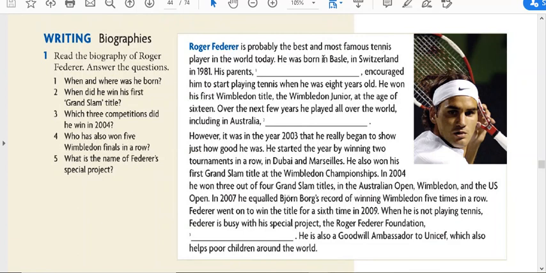Here we have he was born in Bale. We notice here that the S is silent.